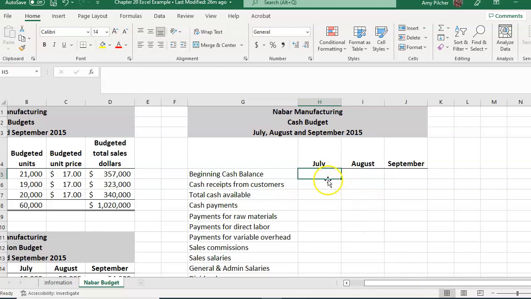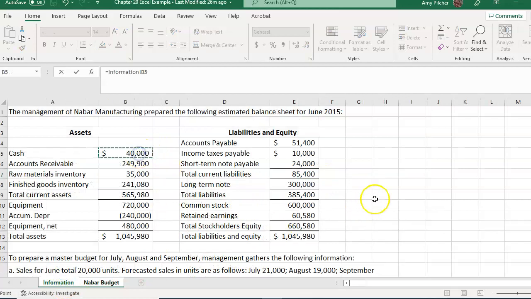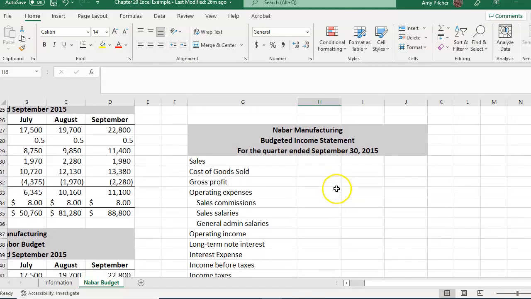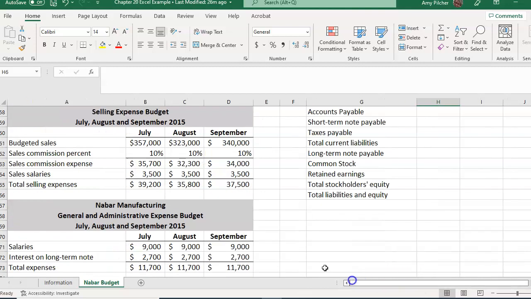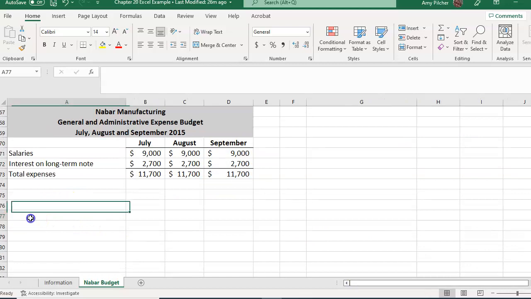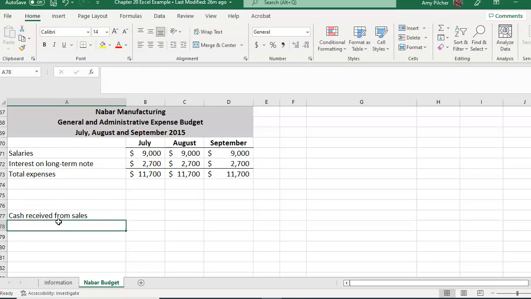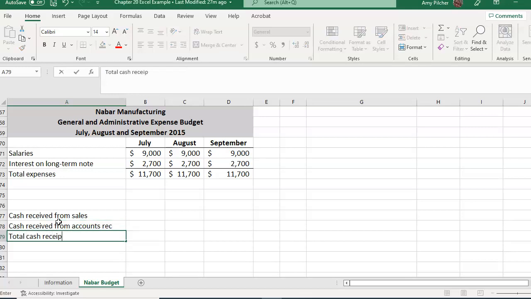Okay, so my beginning cash balance for July comes from my balance sheet of $40,000. And then I need my cash receipts from customers. So let's look at what our cash receipts from customers are. And I'm actually going to do that down here. So I have July, August, and September. So cash received from sales, cash received from accounts receivable, and total cash receipts.